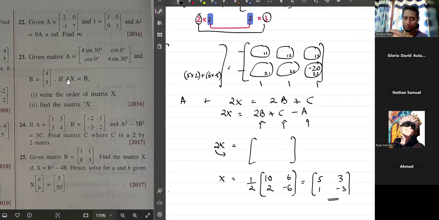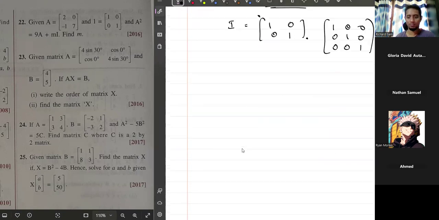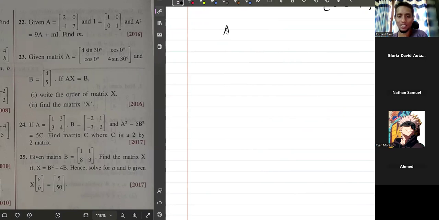So how do we do this? Here you cannot just make X a subject. See, you have AX is equal to B. To find X, if I take A on that side, what will I get? I'll get B divided by A. And A and B both are matrices. We don't know how to divide two matrices. Correct? So this is not how you will do it.